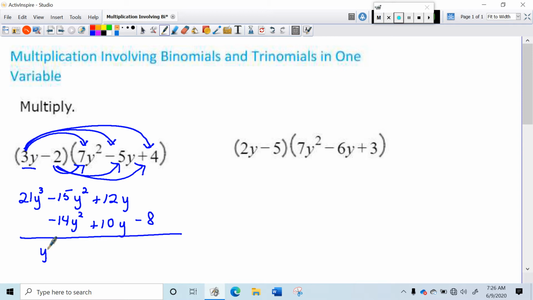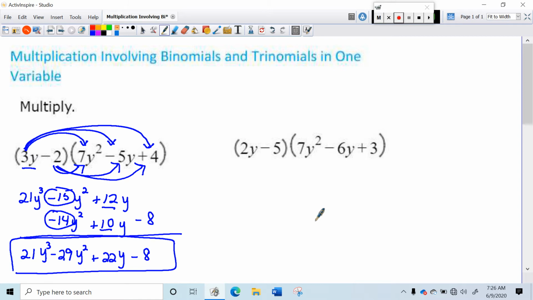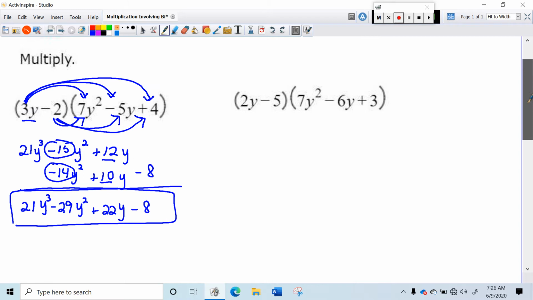So for my y cubes, I have 21 of those. For my y squared, a negative 15 and then another negative 14 is a total of negative 29. For my y's, 12 plus 10 is a positive 22. And then bring down the negative 8, and that is the answer. So that's one way of doing it, using the distributive property.